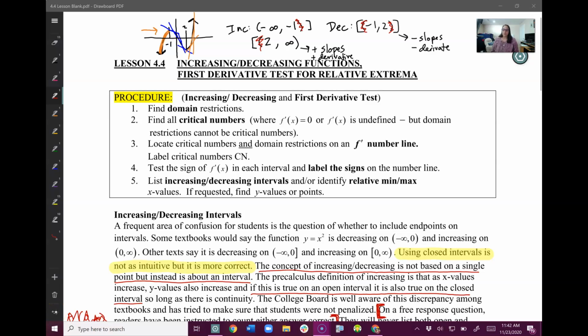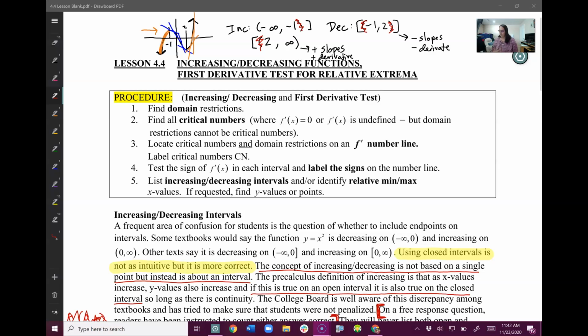Let's actually do a problem with our first derivative test. Now this first derivative test is used to find if an equation, or I should say where an equation is increasing or decreasing. Now here's the procedure for it. Let's go through all these steps.